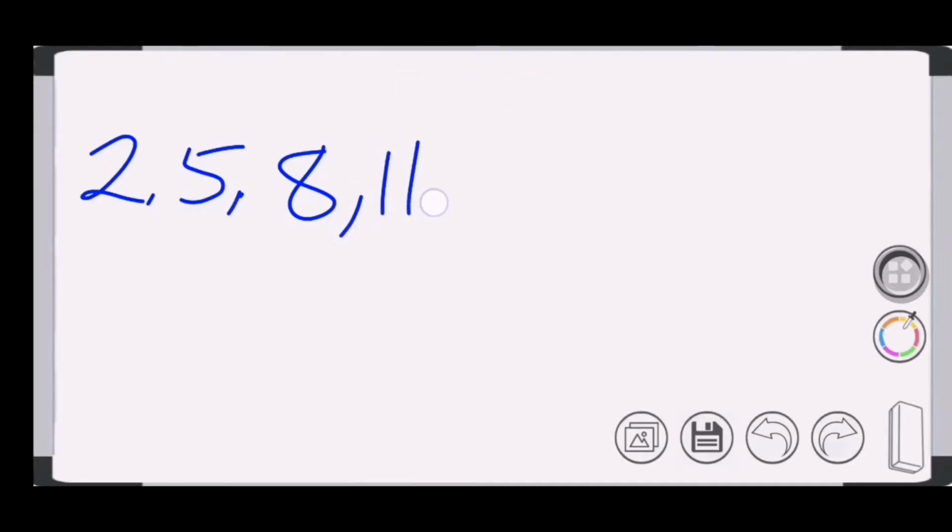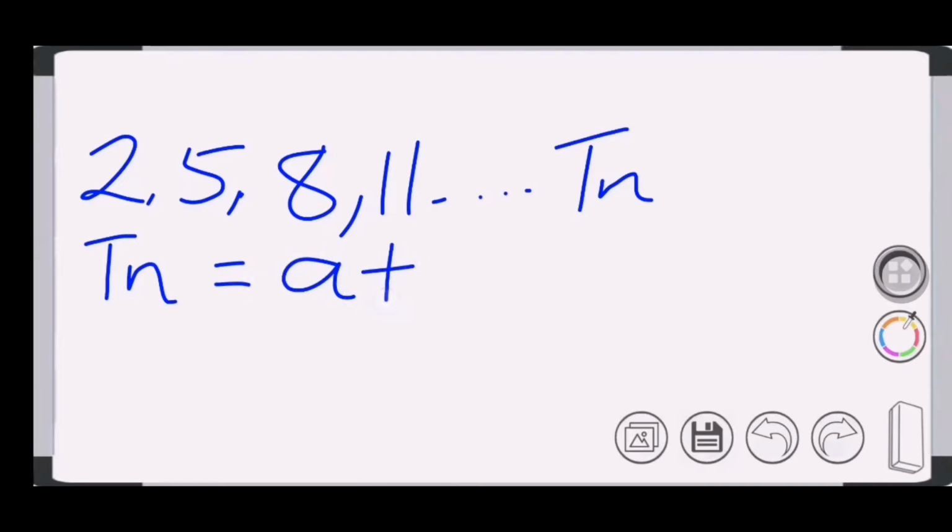Now let us look at our first example. If you have 2, 5, 8, and 11 up to a term we don't know, our Tn, the general term, remember Tn is given by A plus into bracket, the formula should be in mind, into bracket n minus 1 and D. The D here, it's multiplying whatever that is inside the bracket.